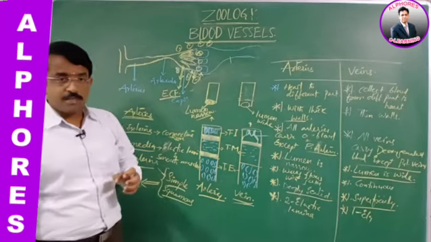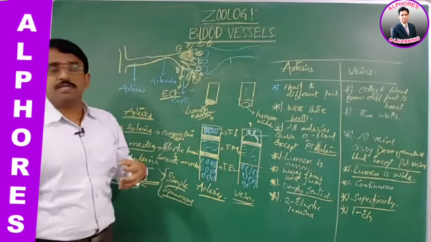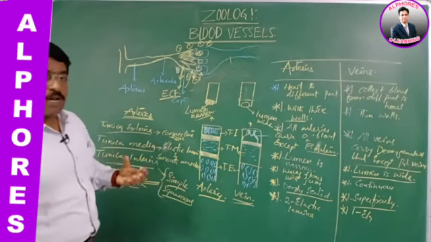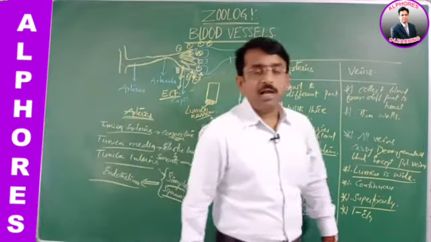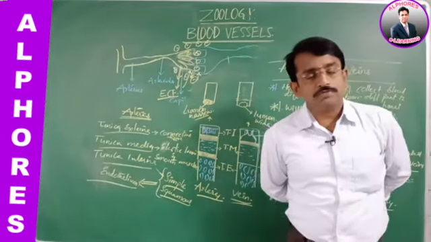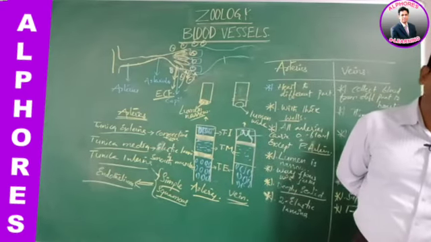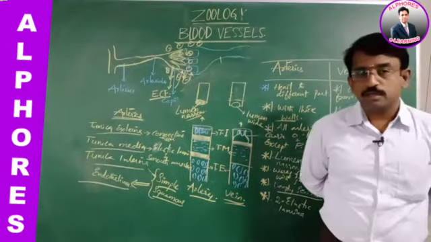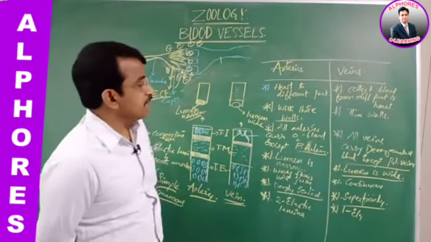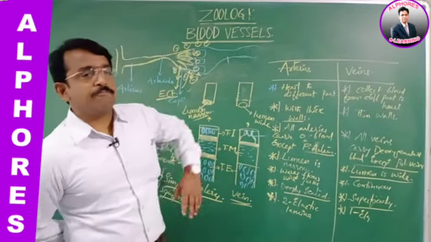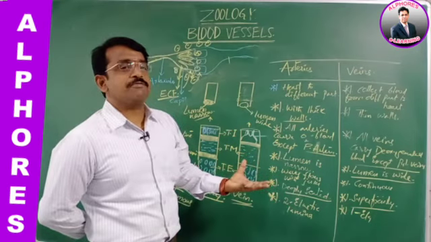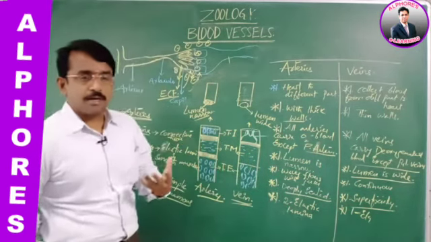I repeat, the summary of the blood vessels: blood vessels are the ones that carry blood from the heart to different parts, pumping it, and from different parts they collect the blood back to the heart. So an artery pumps the blood to different parts from the heart. Veins collect the blood from different parts to the heart.